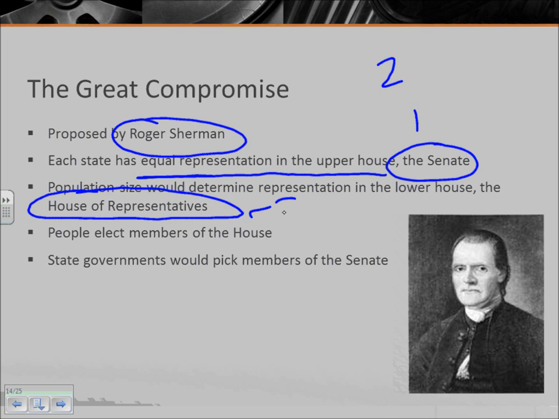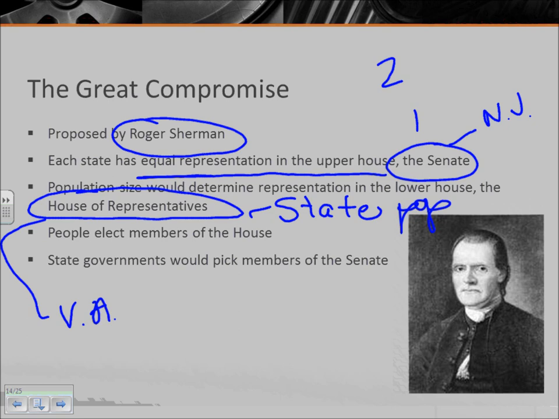All right, so we have state population. So here you can see elements of the New Jersey plan in the Senate and the Virginia plan in the House. And you can also see an element of the Virginia plan because there are two houses, two bodies. So it is a bicameral legislature. So these ideas did carry through.